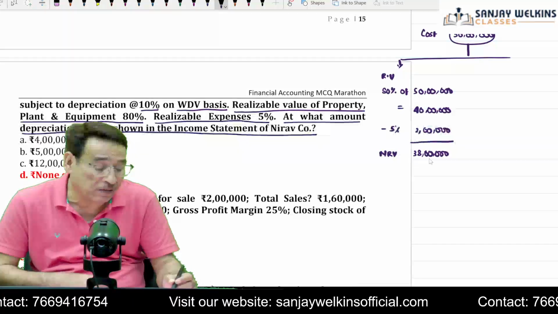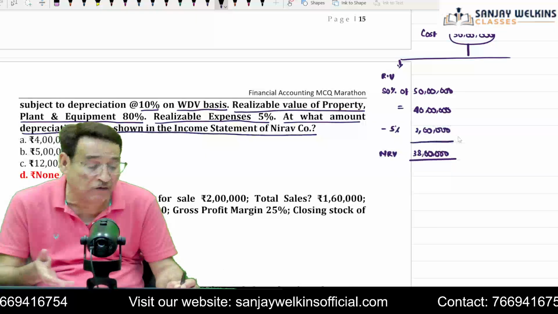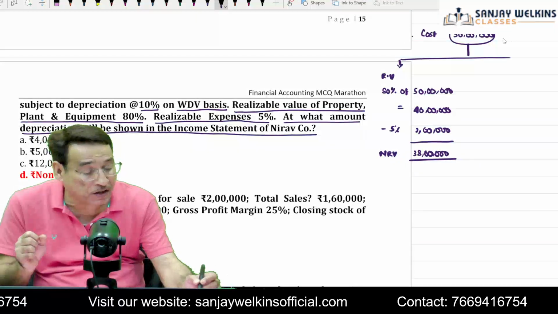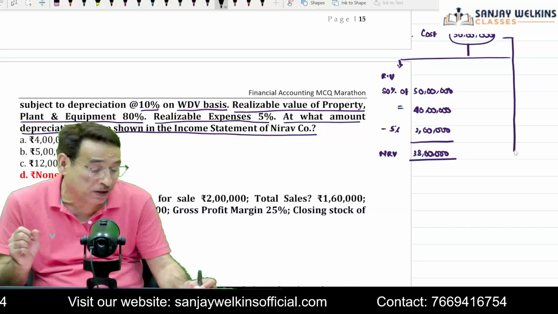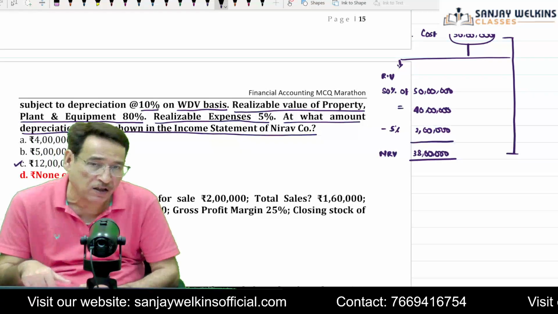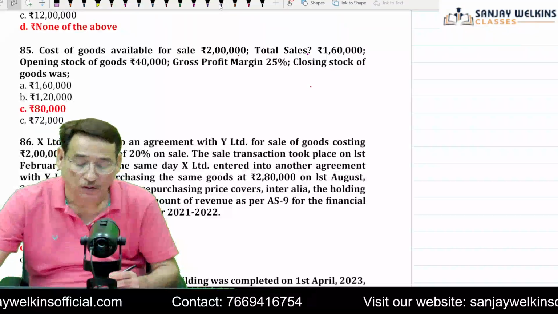So this item must be reflected at 38 lakh in the balance sheet, but the question is asking what is the amount of depreciation which we need to show. So the amount of depreciation will be the difference between this cost and 38 lakh. So 12 lakh will be your correct answer in this case, even though none of the above is marked, don't worry about that, but 12 lakh.